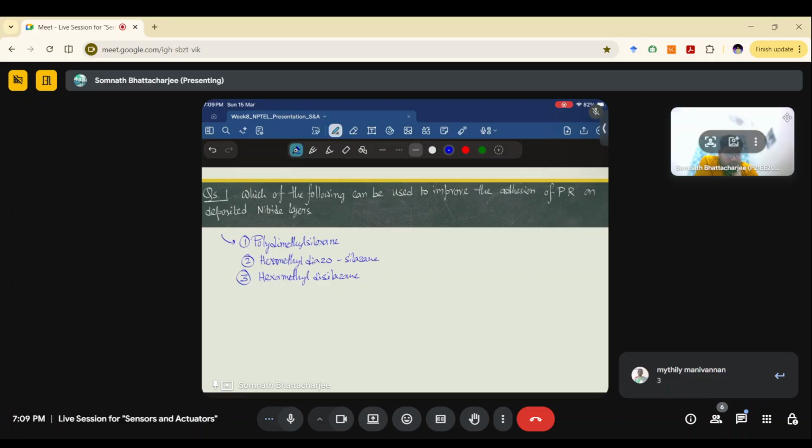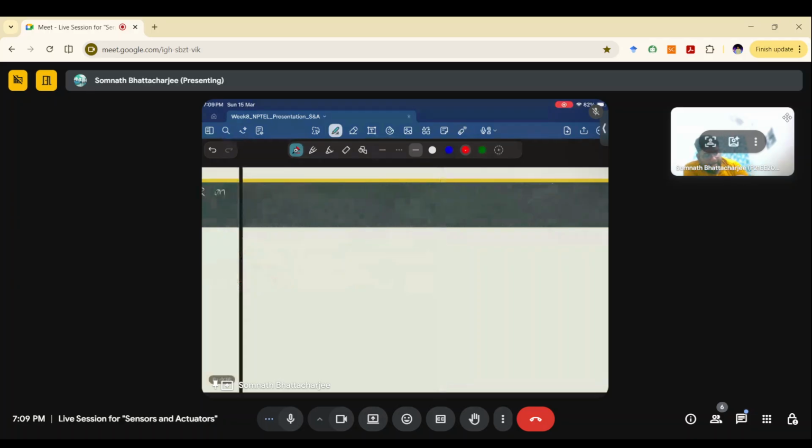So obviously three, yes, that's correct. What are the other two used for? The first one is obviously PDMS, which we have already discussed. This is another form, HMDSO, that's another thing, and this is HMDS. So this is the best one to be used, right? Go on to the next one.